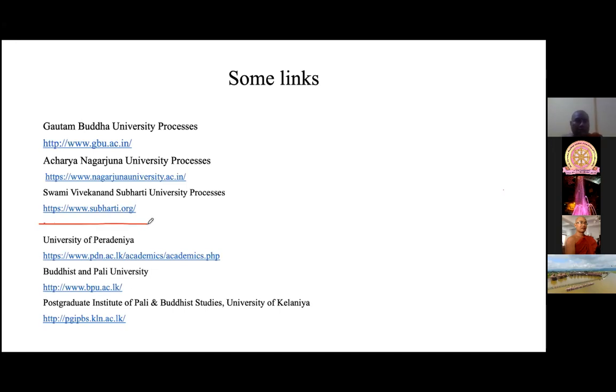Then our institute, PGIPBS, also mentions these. So these are some links. If you are interested in doing your research at Western University, they also have information on their website. You can go and read about their process or any program at their university. Okay, next slide, please.